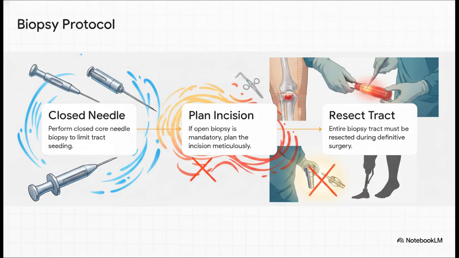It's C, needle biopsy. You absolutely want to perform a closed-core needle biopsy. Use a Jamshidi for bone and a TruCut for soft tissue. Why? To limit tract seeding and prevent hematomas.